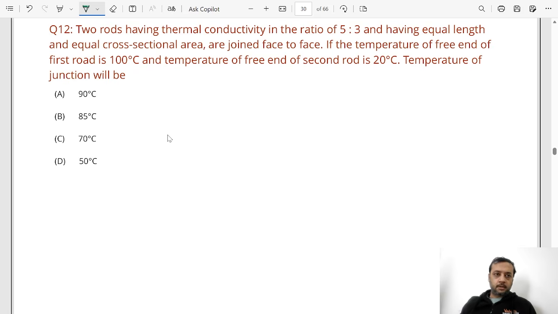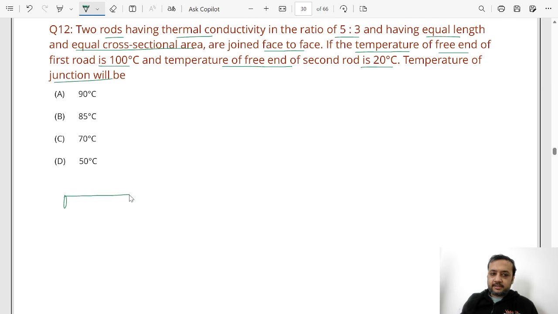All right. Two rods having thermal conductivity in the ratio 5 is to 3 and having equal length and equal cross section area are joined face to face. If the temperature of the free end of the first rod is 100 and the temperature of the free end of the second rod is 20, then find the temperature of the junction. So very procedural question, I guess.